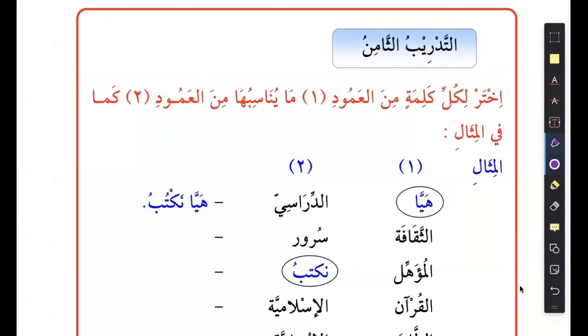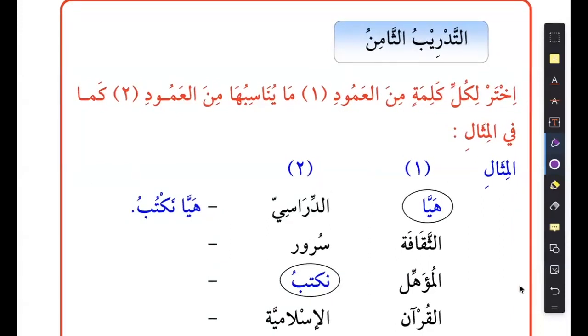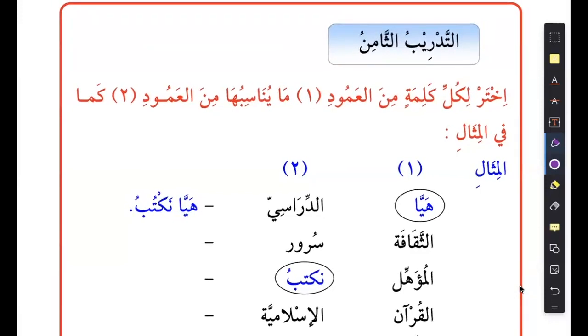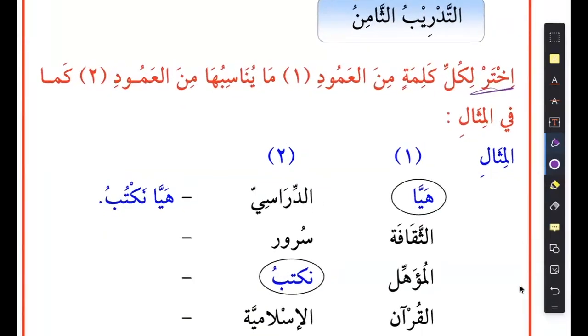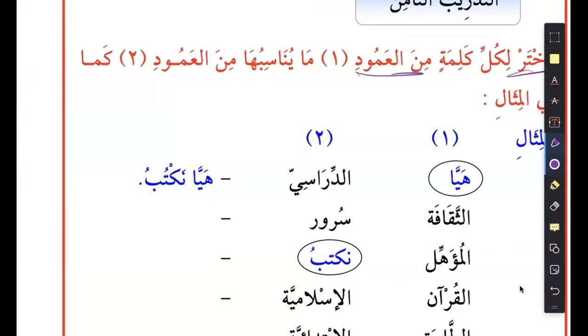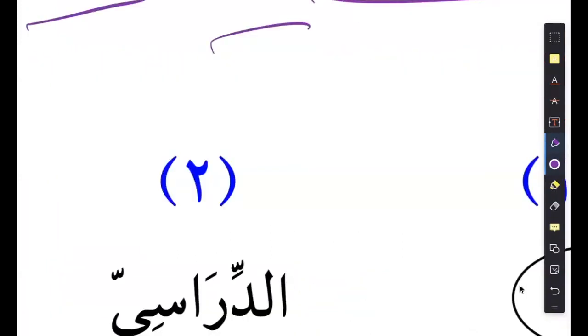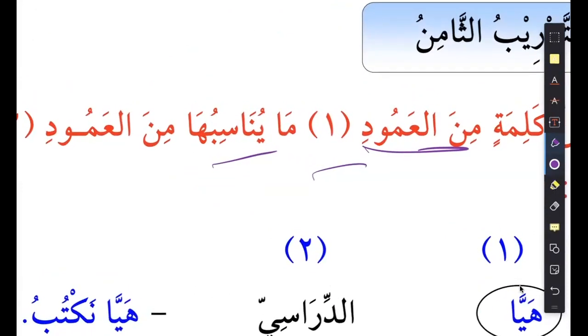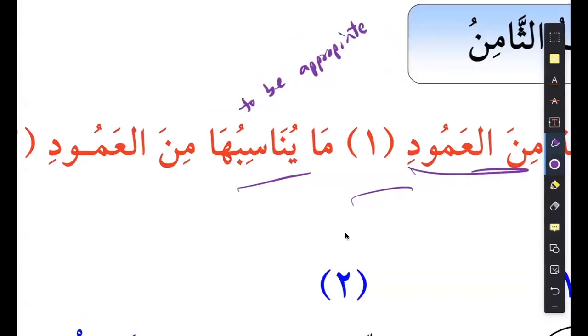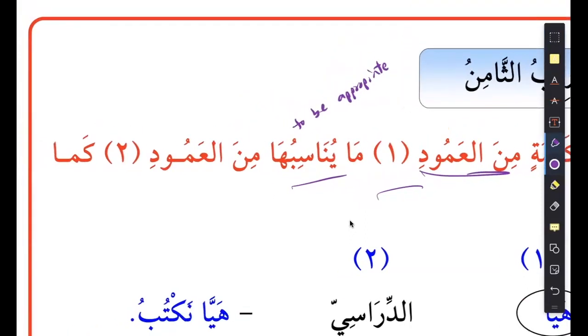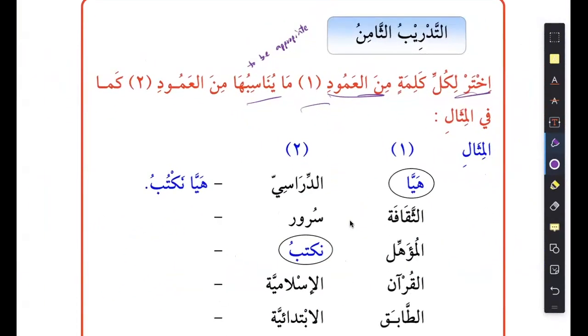التدريب الثامن, the 8th exercise, اختر لكل كلمة من العمود ما يناسبها من العمود الثاني كما في المثال. So ikhtar means to select, to choose. For every word from the amud, we just mentioned amud is the column, first column. Ma yunasibu, this is a very good word, is to be appropriate. Nasaba yunasibu, it means to be appropriate. So what is appropriate from the second column?